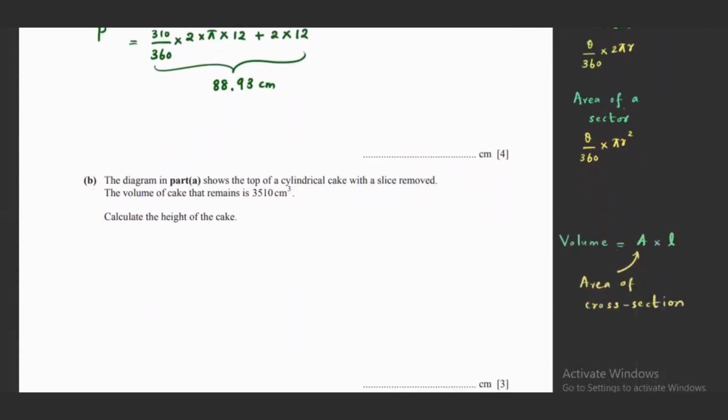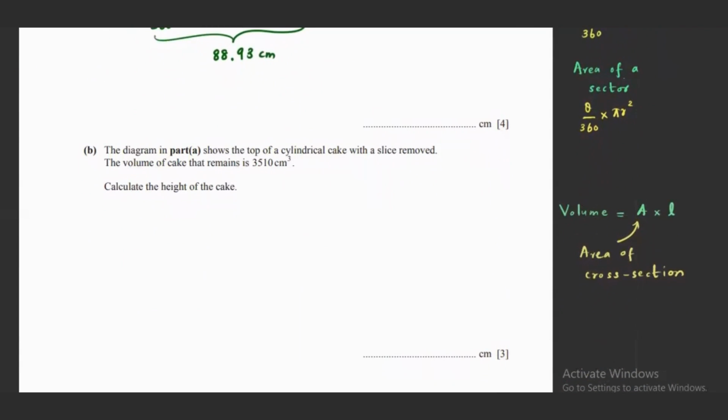Let's move on to the next part of the question. The diagram in part A shows the top of a cylindrical cake with the slice removed. The volume of the cake that remains, the remaining portion's volume, is 3,510 cubic centimeters. Calculate the height of the cake. Now, it would look like this.